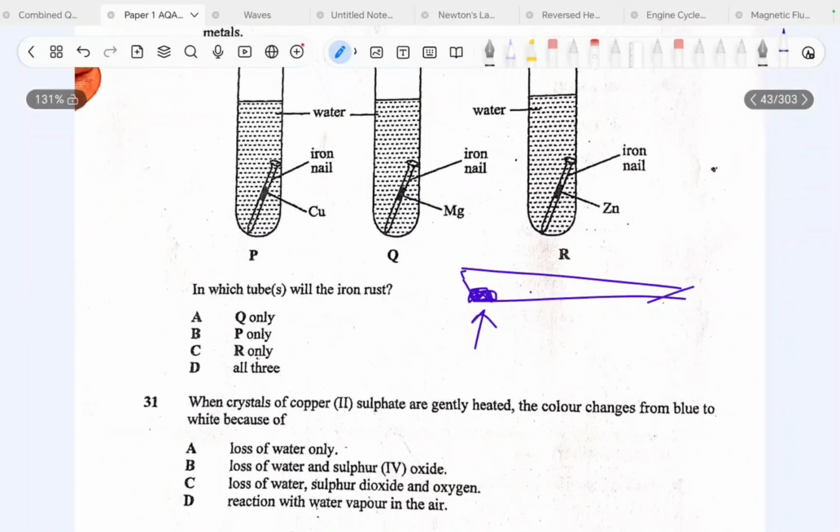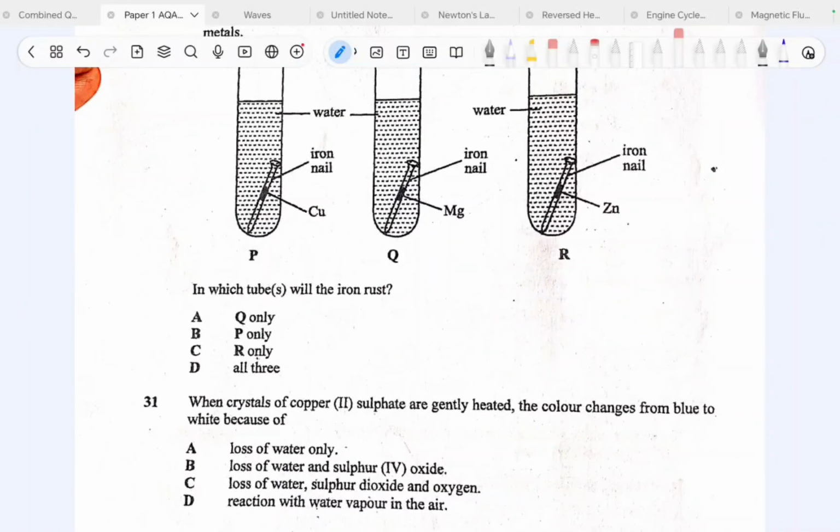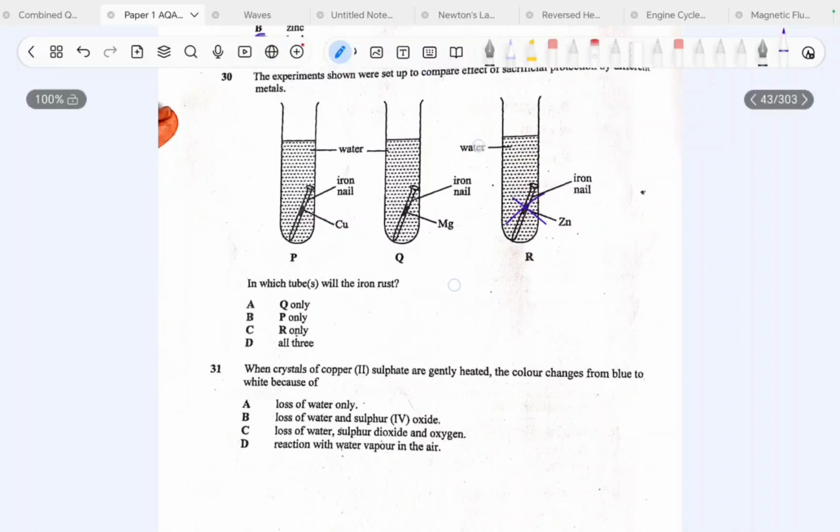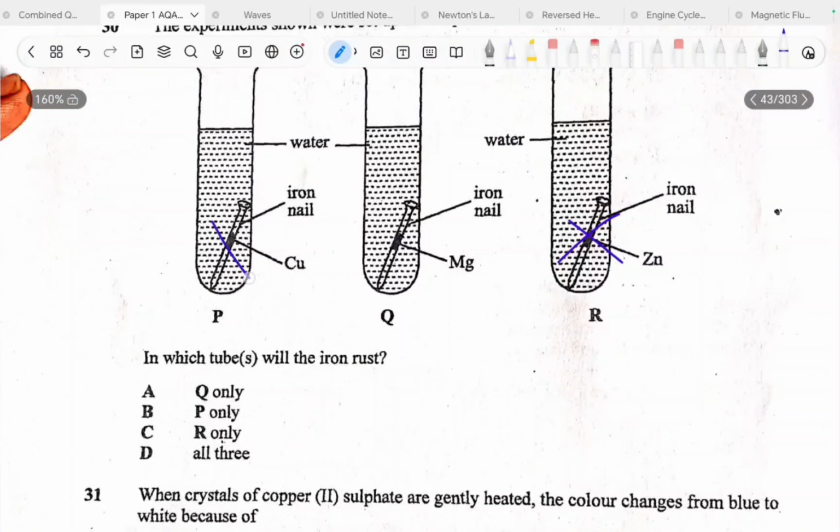So in this combination, we have to look for which one is more reactive compared to the other one. Which one is more reactive than iron, because we don't want iron to rust. Okay, starting from here, iron is more reactive than zinc, so this cannot be this combination. Iron is not more reactive than this, so we can let that slide. But iron is more reactive than copper, so cancel this out.